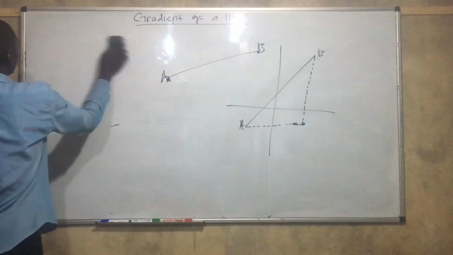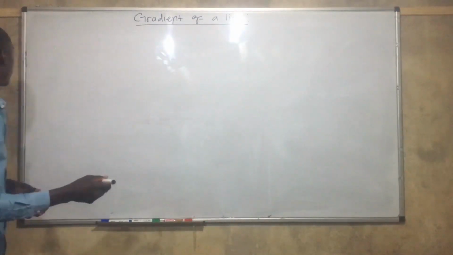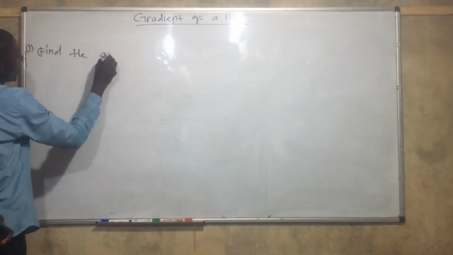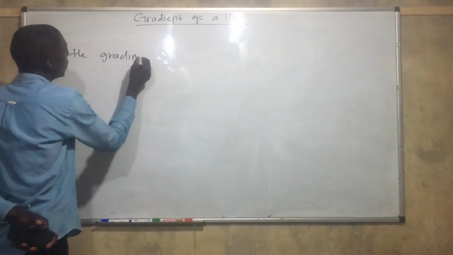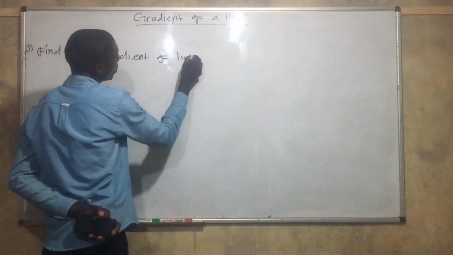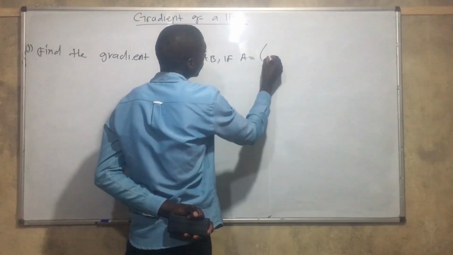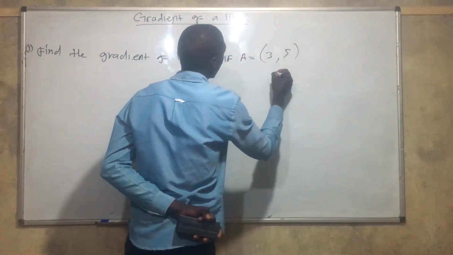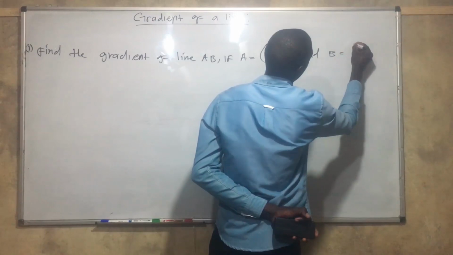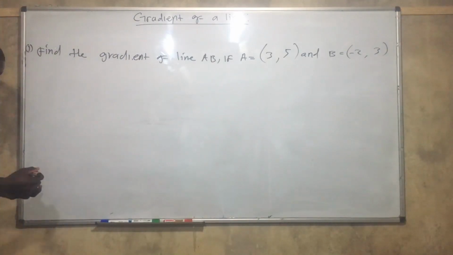So for example, if you have been given a question like: find the gradient of line AB, if A is equal to (3, 5) and B is equal to (-2, 3). If you have been given a question like that, what does this question mean?